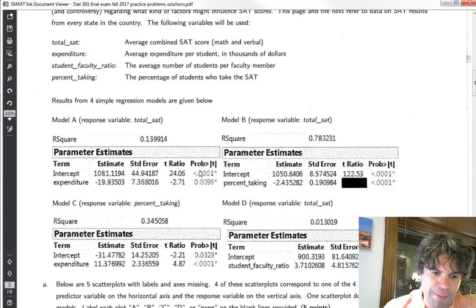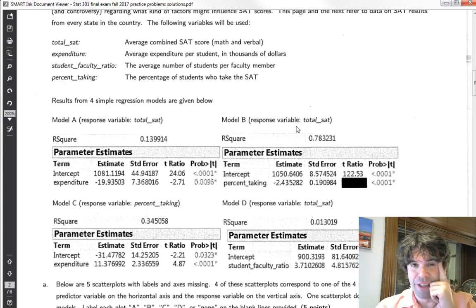Lastly, I will note that the p-values in all of these are really small, so I'm going to take these seriously as being real associations. This model down here is the one that had the really, really big p-value, but we're not talking about student-faculty ratio in this question that we're on right now. So here's the logic for how percent taking could possibly be a confounding variable. Yes, I see a negative association between expenditure and SAT score, but I see a positive association between expenditure and percent taking, and then I see a negative association between percent taking and SAT score.